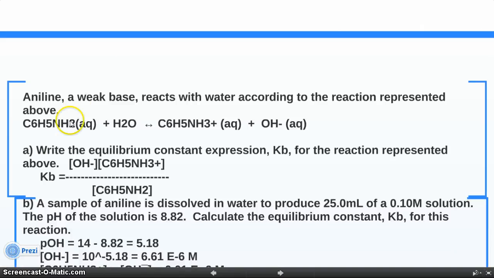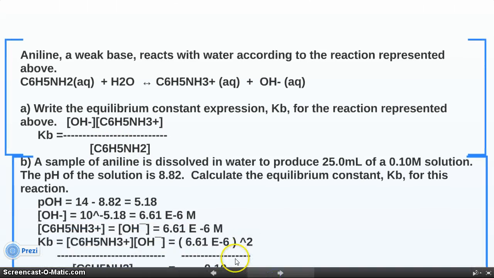Okay, the big FRQ. For A, it asks you for the Kb expression. So it's OH- and the conjugate acid on top, while the base is on the bottom.